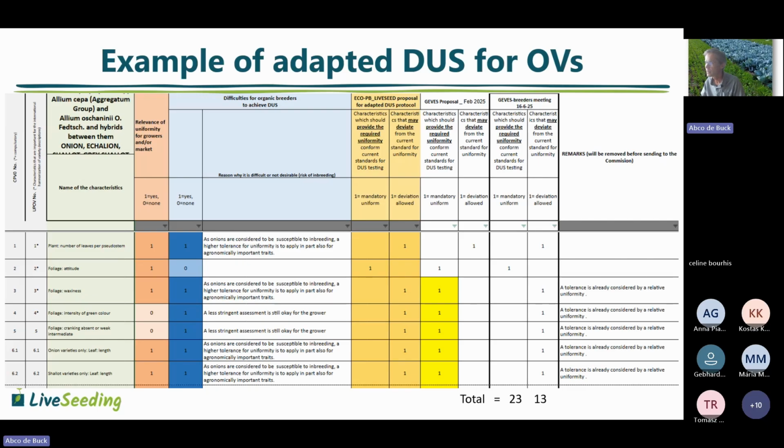Deviation might be allowed. So we end up with 13 characteristics that may deviate, 23 characteristics that should be uniform, out of the 46 characteristics in total, which we agreed with breeders and GFS. This is enough room to maneuver for the breeder, to not do that much inbreeding and lose valuable characteristics due to inbreeding.